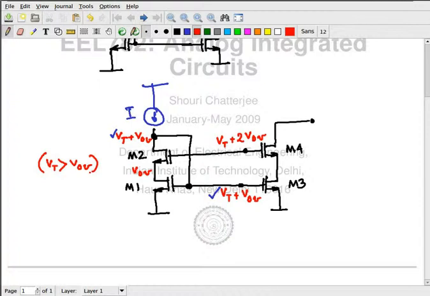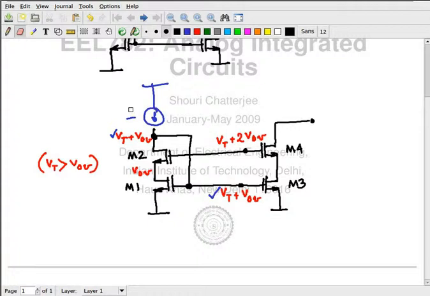Now, the assumption here was that the gate of M4 and M2 is at Vt plus 2 VOV, which is a very strange assumption because right now the gates of M2 and M4 are hanging. They are not connected to anything. So it's a very, very strange assumption. If something is not connected to anything, you can say nothing about it. There is nothing that determines the voltage at the gates of M2 and M4.